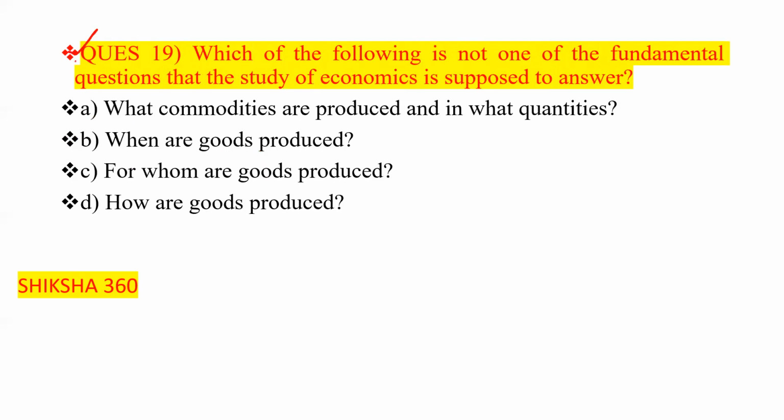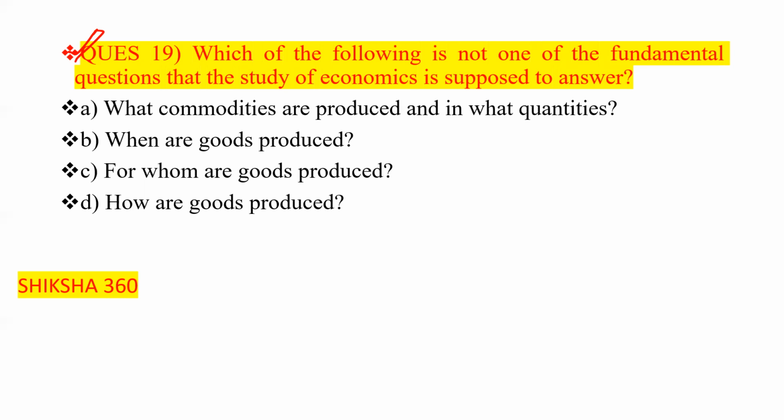Question number 19. Which of the following is not one of the fundamental questions that the study of economics is supposed to answer? Option number A is what commodities are produced and in what quantities. Option number B is when are goods produced. Option number C is for whom are goods produced. Option number D is how are goods produced.